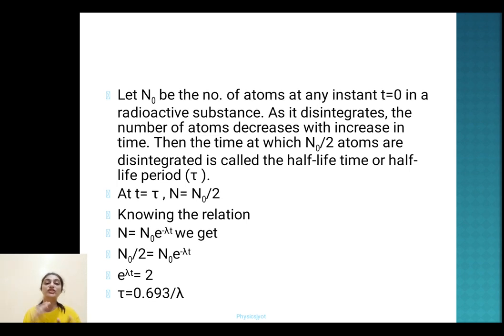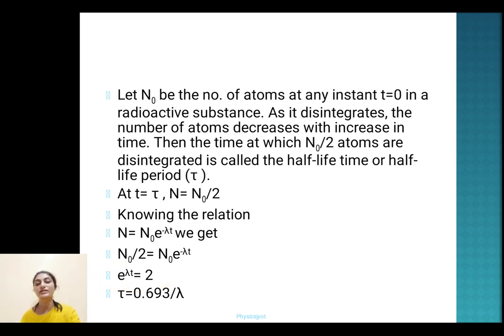And we know the relation from the last lecture that n equals n0 e raised to minus lambda t. Here I will substitute the value of t and the value of n. For n I substitute n0 by 2, and for t I substitute tau. So n0 will get cancelled, and I will get e raised to minus lambda tau equals 1 by 2, or e raised to lambda tau equals 2. I took the reciprocal of both sides.